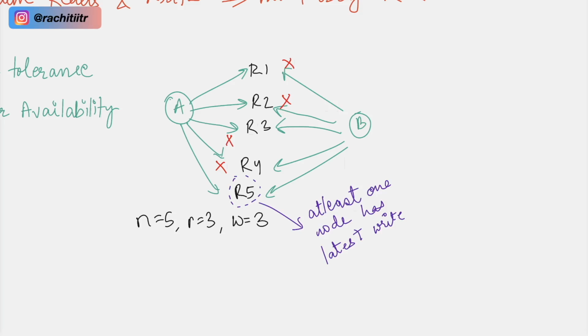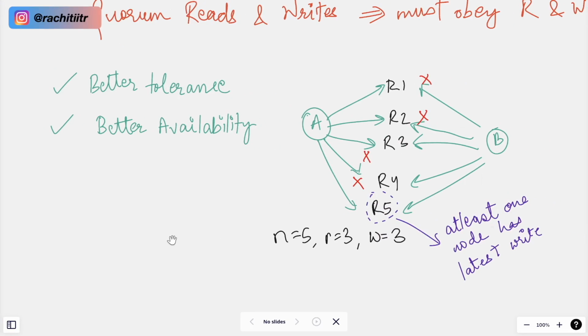So even when nodes are going down in leaderless replication, you can still handle that, and that's why it has better availability and better tolerance.